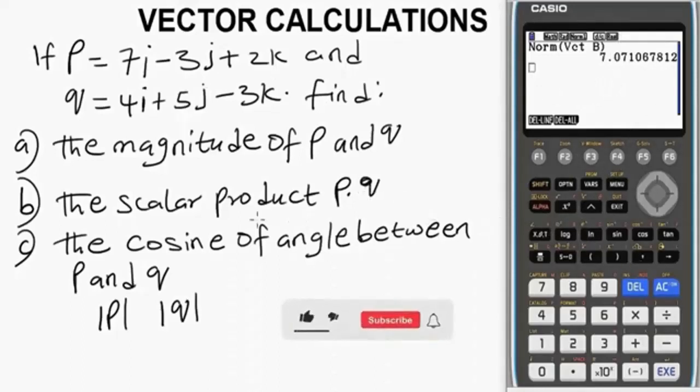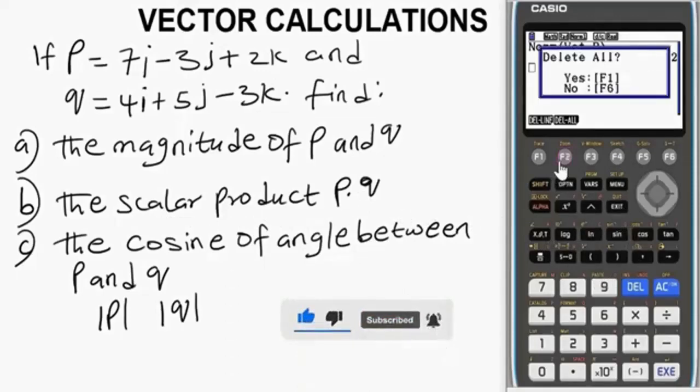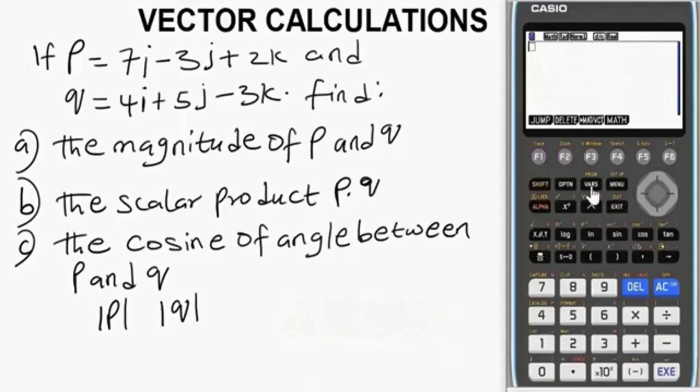Let's delete everything here and find the scalar product of vector P and Q. So press delete or F1. Okay, so you go back to option, then to vector. So we're looking for the scalar product. Press F6 for next, or you press this button. Okay, so you press F6 again, look for scalar product, which is our dot product. Alright, which is F2.